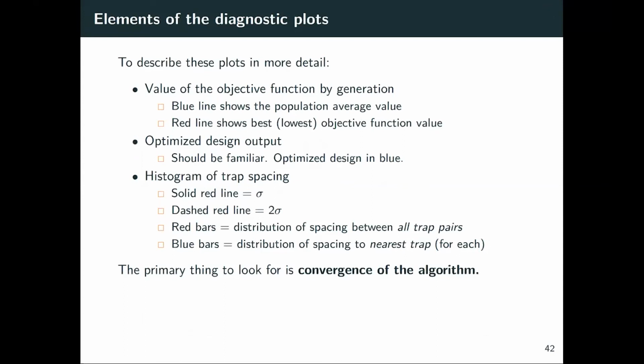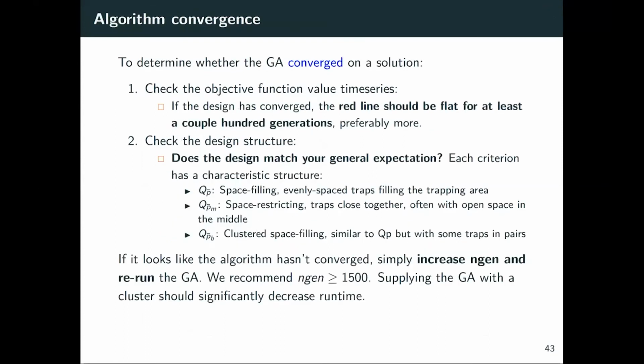The primary thing you want to look for is that the algorithm has converged on a solution. To do that, we want to see that the red line has flattened out, and it should stay flat for at least a couple hundred generations to make sure it's stable at the minimum it's found. Then we can check the design structure. With each criterion that we've presented here, we have a general understanding of what designs might look like. QPB is a space-filling design, so those traps should fill the state space, or the trapping grid, and most of those traps should be evenly spaced, with a regular distance between all the traps.